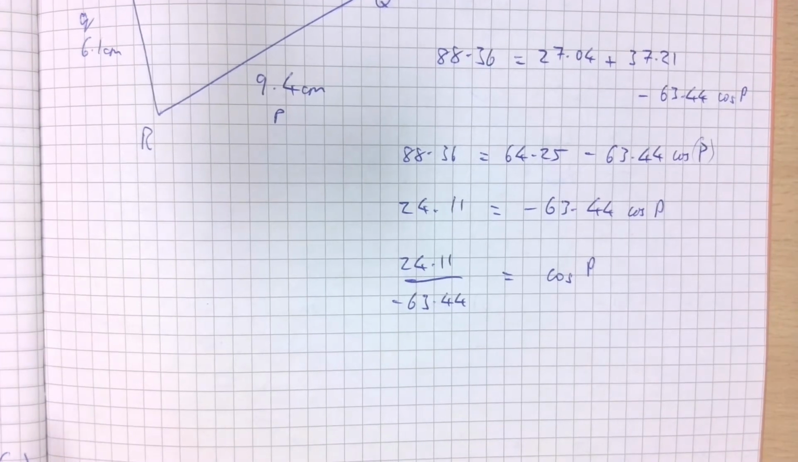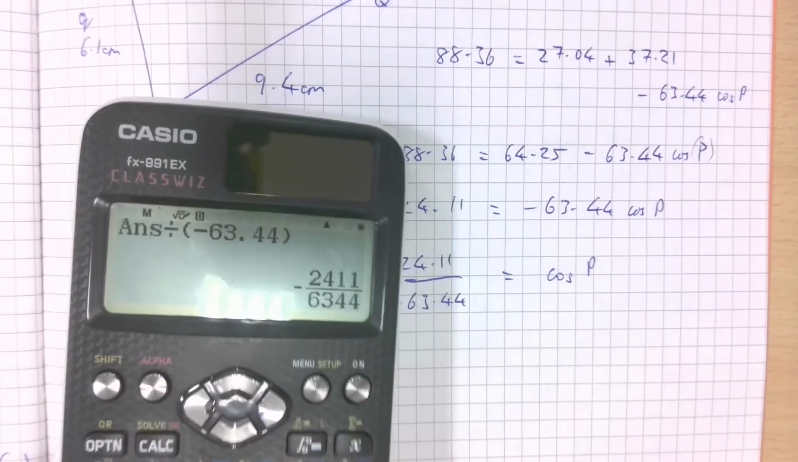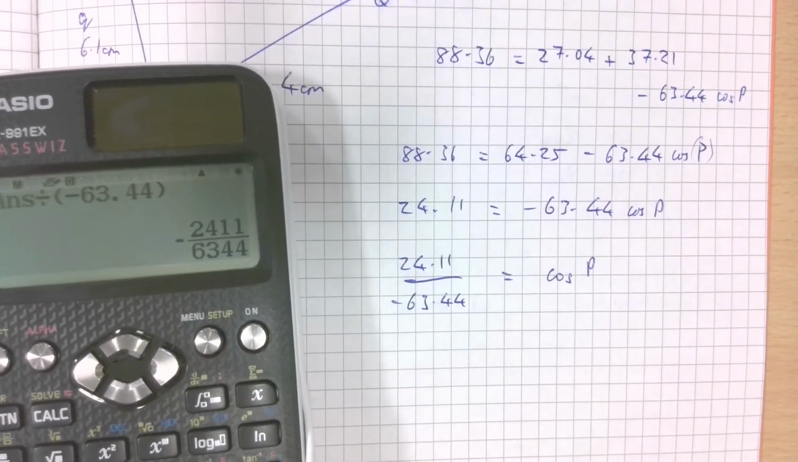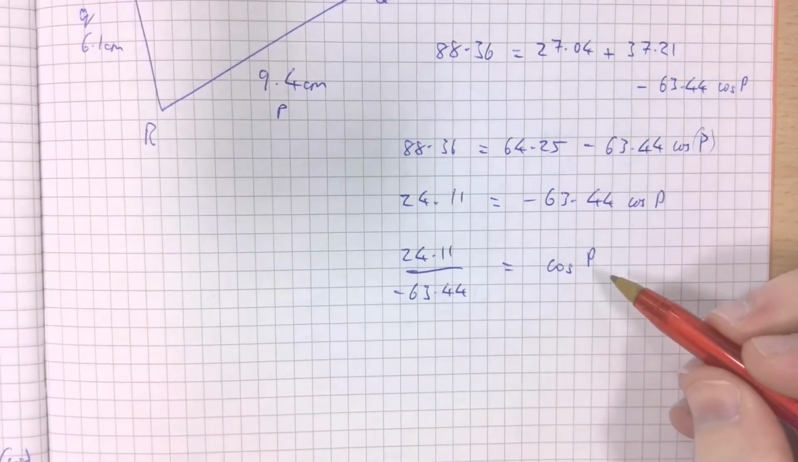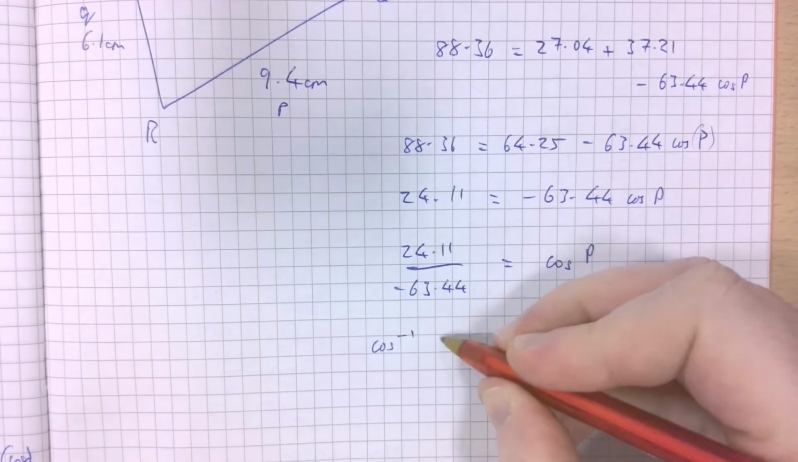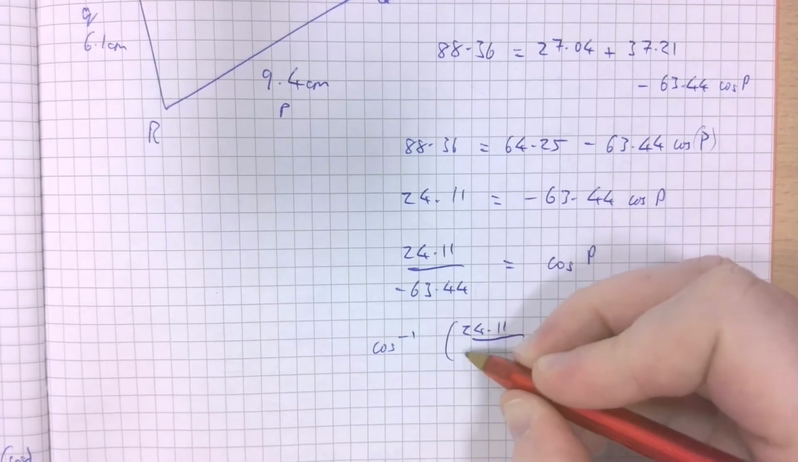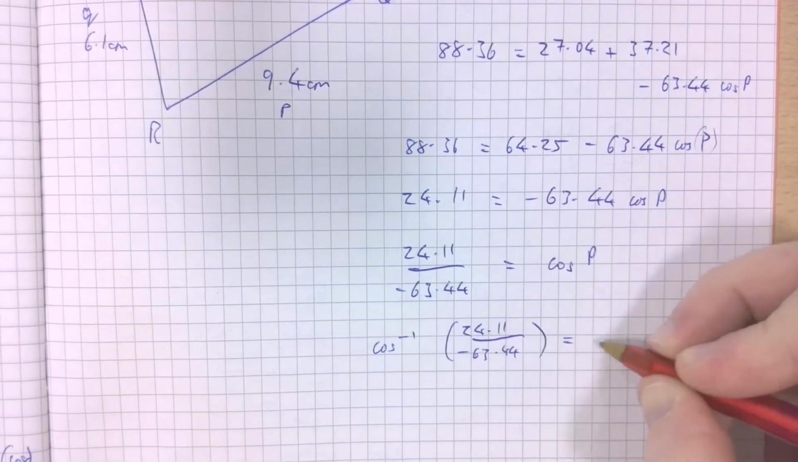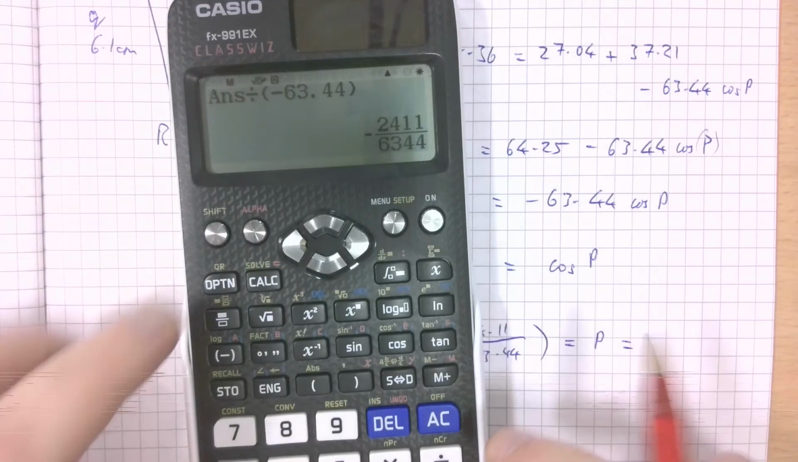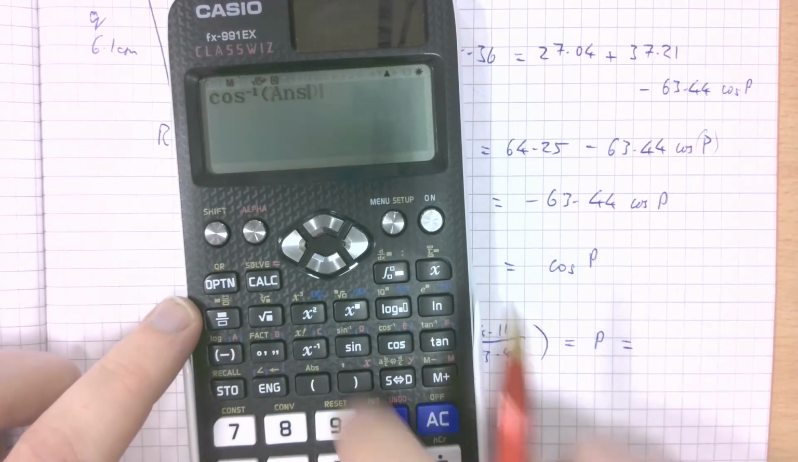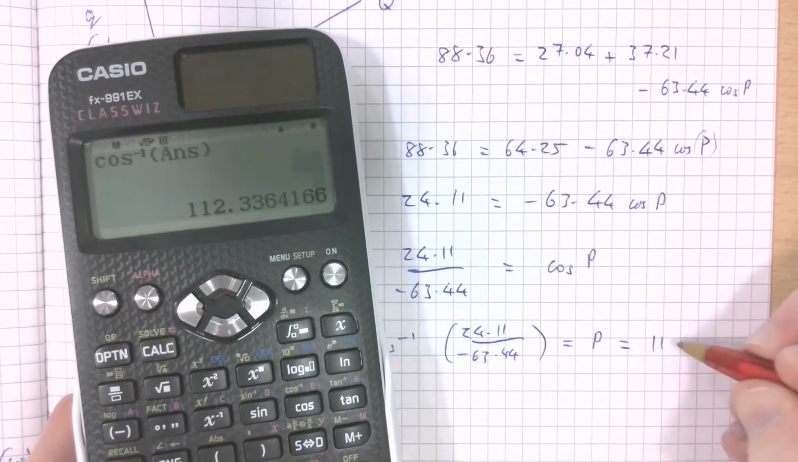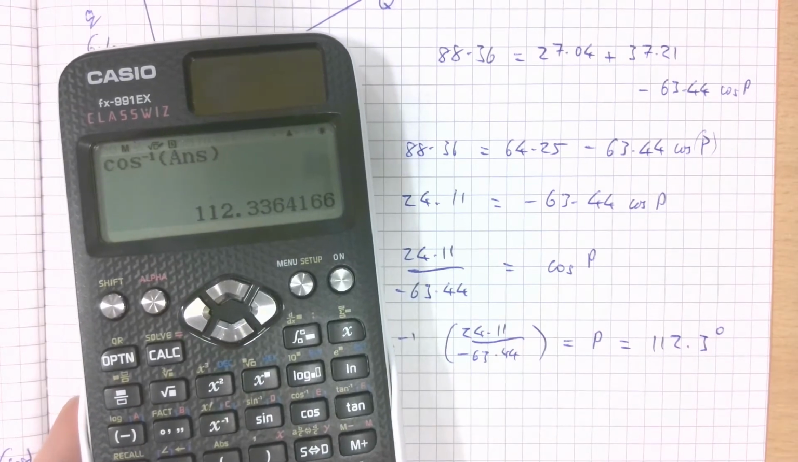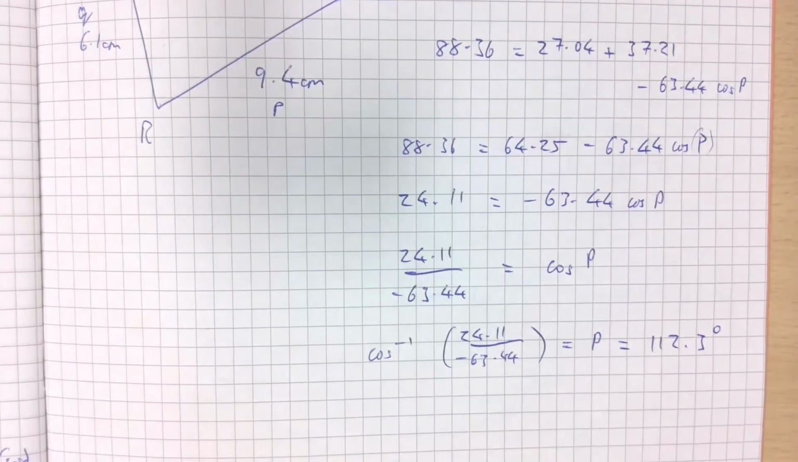Okay, so negative 63.44, put that in. Yeah, I get that on my calculator. Makes sense because it's simplified the fraction by making the numbers whole, which is quite clever. I want P on its own, so I'm going to take the inverse cos of that fraction. That will give me angle P. So, shift inverse cos of my last answer gives me the angle, and the angle is 112.3 degrees. Magic. Nearly there.